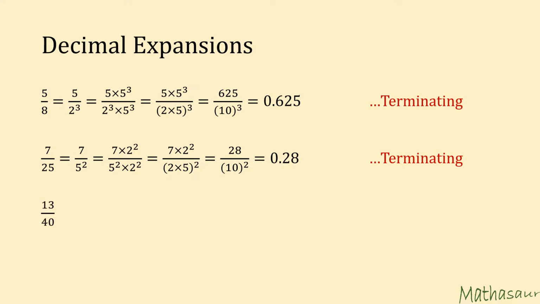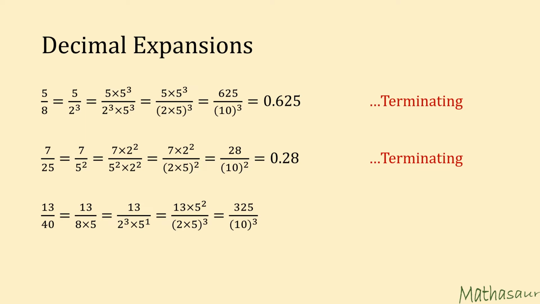Let us look at another fraction or rational number, 13 by 40. We could try and factorize 40 as 2 cube times 5 raised to the power 1. Now let us multiply both the numerator and denominator by 5 square. So we get a 10 cube in the denominator. And we get 13 by 40 is equal to 0.325. Once again, it is a terminating decimal.